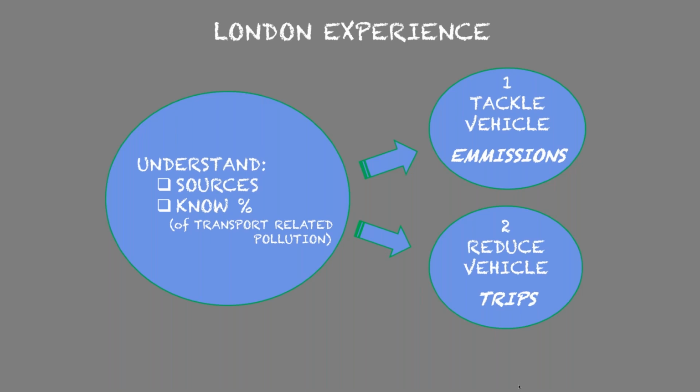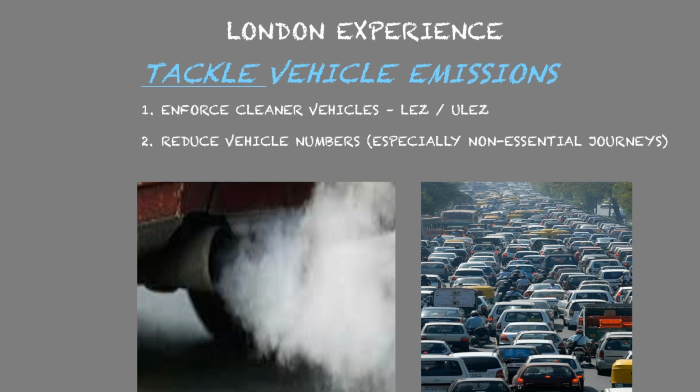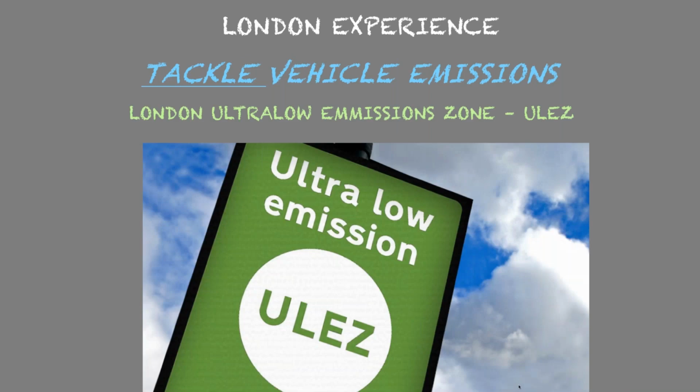So the first one, tackling the vehicle emissions, we're doing in two ways. One is to enforce cleaner vehicles, which started with the low emission zone in London, and then more recently this year, the ultra low emission zone, which is just central London, and I'll explain that a bit more. And the other prong is obviously reducing the number of vehicles, and particularly trying to make people understand what is an essential journey and what maybe is a non-essential journey. So to just generally cut down on journeys overall.